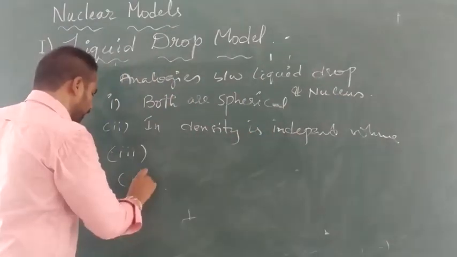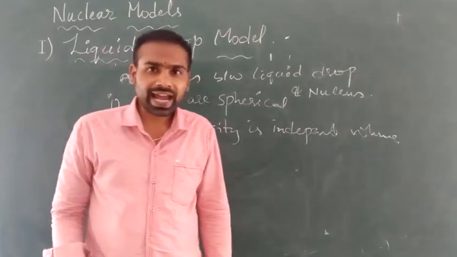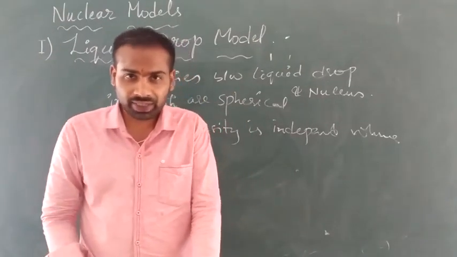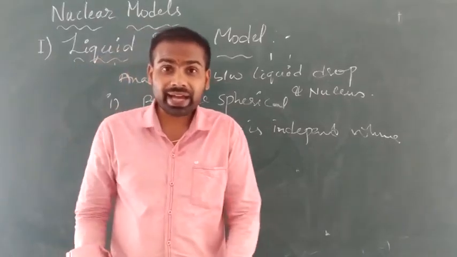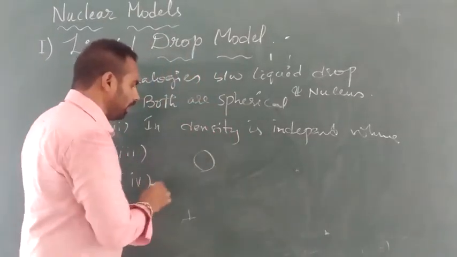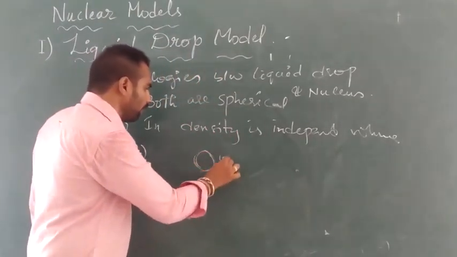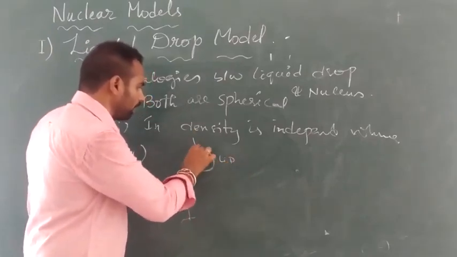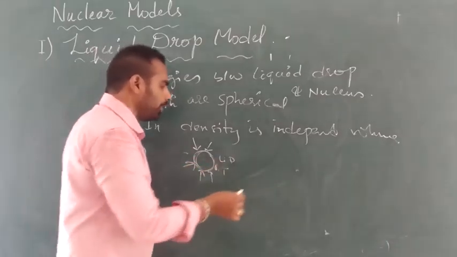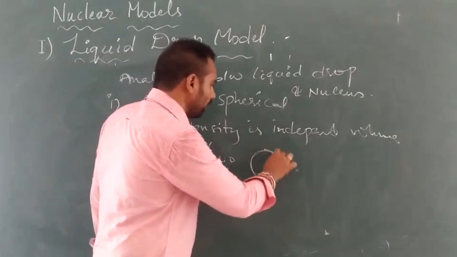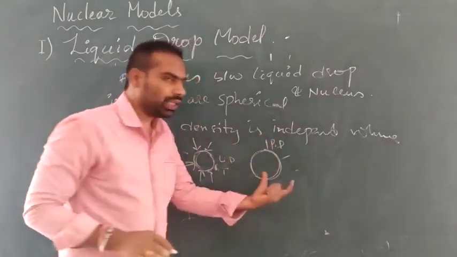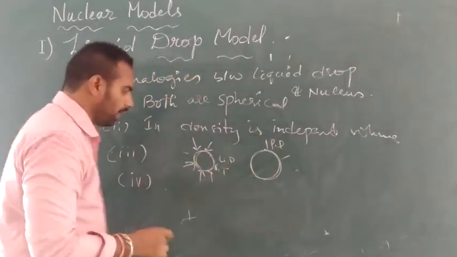Next, fourth point. The surface tension force acts on the surface of the liquid, and the potential barrier force will act on the nucleus. Nothing but what? If you take a liquid drop, the surface tension force will act on the surface. If you take a nucleus, whatever the boundary is, it is called the potential barrier. The potential barrier will act on the nucleus. This is the fourth point. And next we have the fifth point.